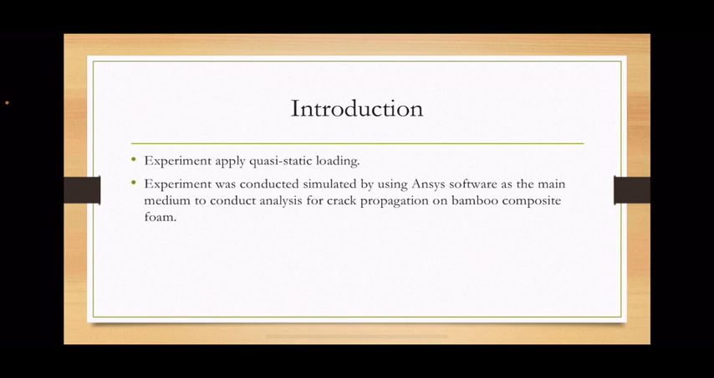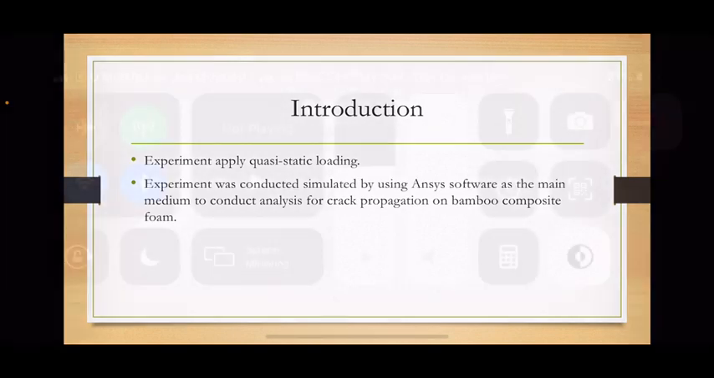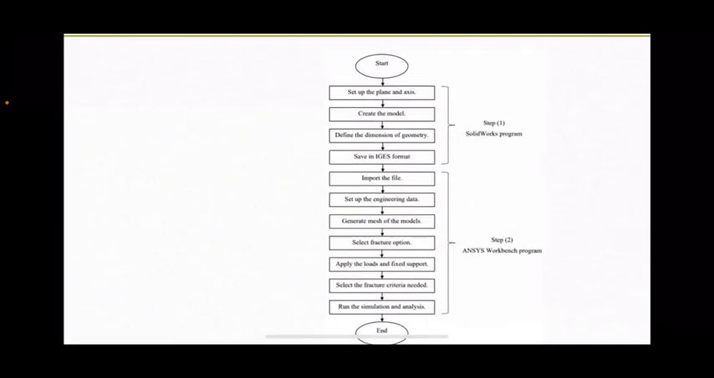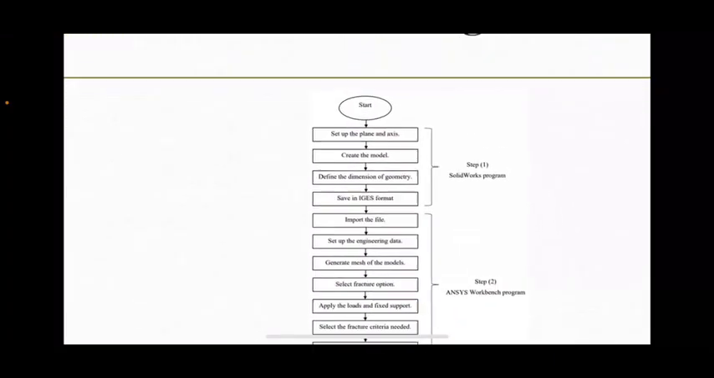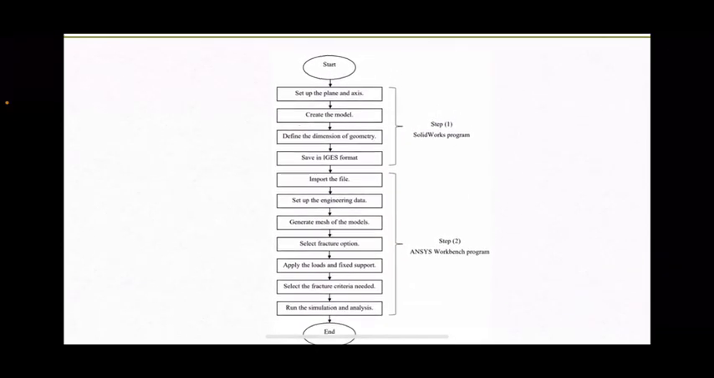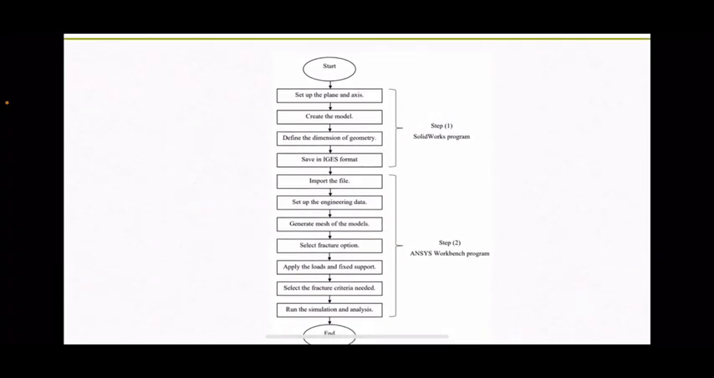So the experiment was conducted by simulation, using Ansys software as the main medium to conduct the analysis for the crack propagation on bamboo composite form. For the flow diagram shown in the slide, we can see that it has two steps. First, using SolidWorks, then finally the analysis will be done in the Ansys program.